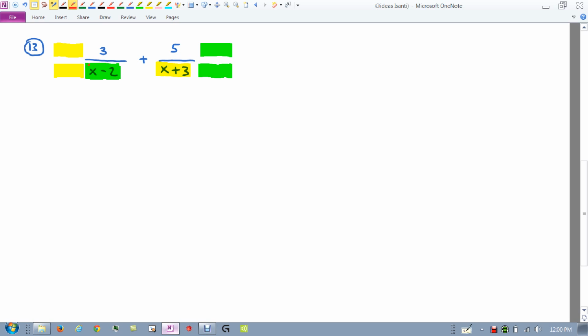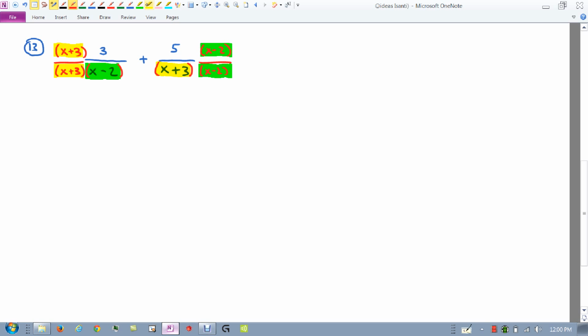Now, I'm also going to put everything in parentheses, everything that has two terms. So let's get my x minus 2 here. I'm going to introduce it over here, x minus 2, x minus 2. Over here, I wanted an x plus 3. Do it on top and bottom.